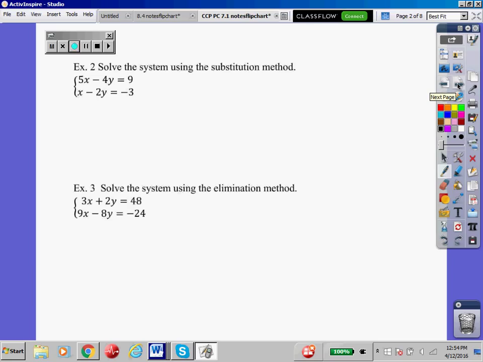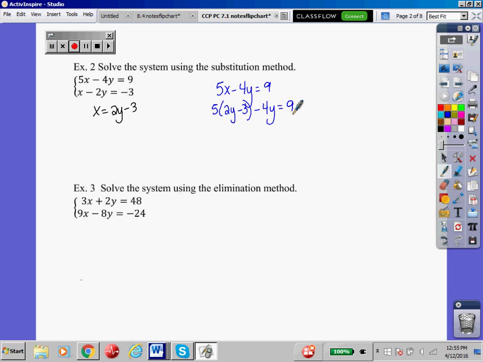All right, example 2. Use the substitution method. Substitution is when you either have one letter alone or it's kind of easy to get one letter alone. So if I look at the second row, if I add 2y to both sides, that would leave me with x equals 2y minus 3. And then you substitute that. That's why it's called the substitution method. I'm going to go to the top row and replace x with 2y minus 3.